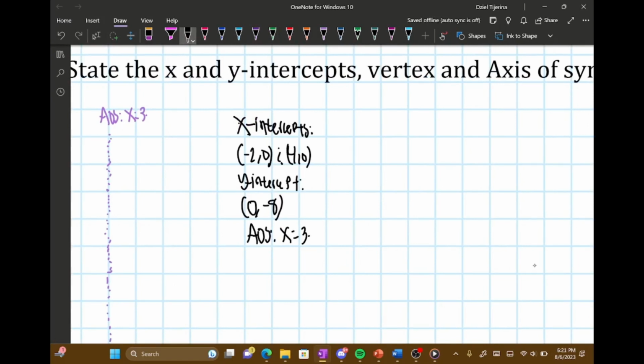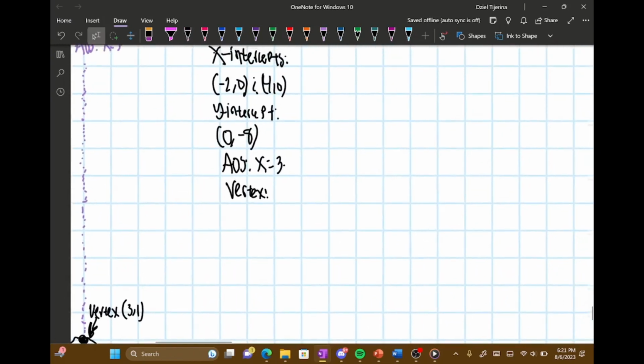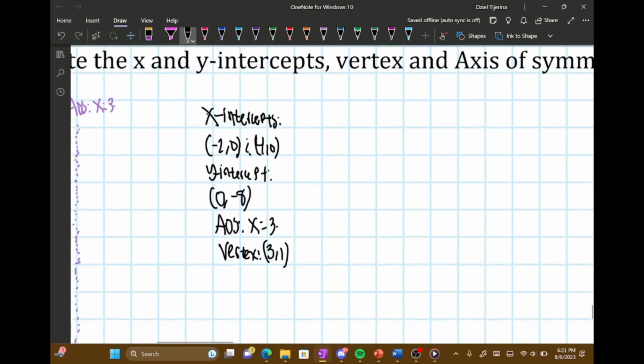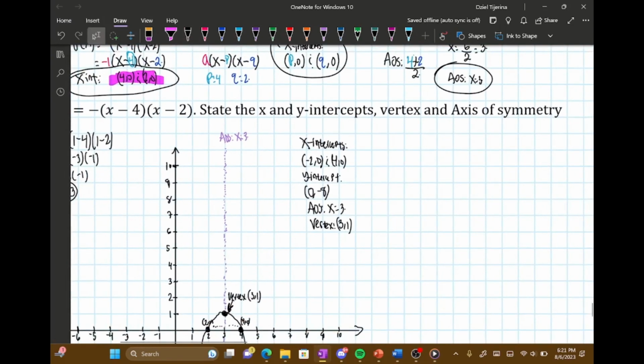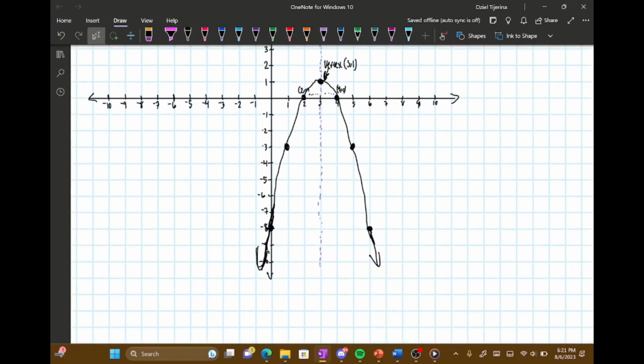And so then my vertex is at (3, 1). So this is where it would be, and these are all the things that we are asked of in terms of stating the features or the parts of this quadratic function that we graphed.